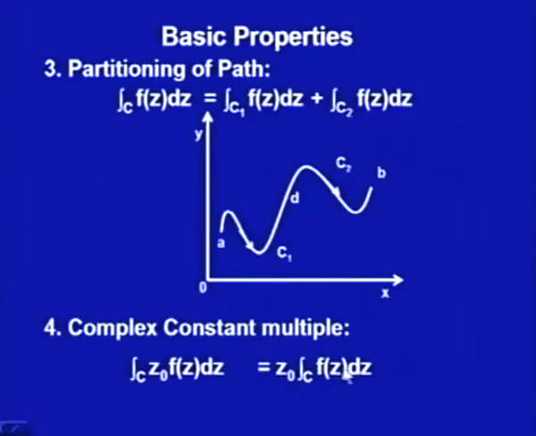But from this property, what we have got is, if I add this property to our first property of linearity, it says that those constants k1 and k2 can now be changed to complex constants as well. Even then our property of linearity would hold.